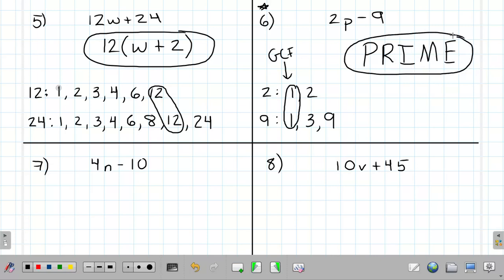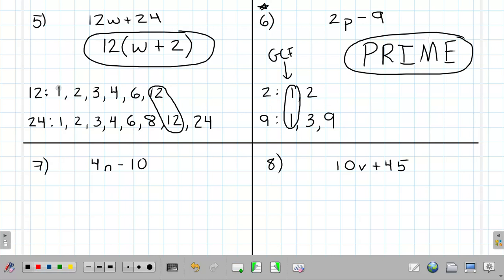Okay. Meaning that the only factor we could possibly take out is a 1. But instead of taking out a 1 and writing it as 1 times 2p minus 9, we simply write prime, because in this case it doesn't make sense to factor out a 1. If we divide through by a 1, it stays the exact same. So when you go through this process and you can't find any factors other than 1 that match with each one of your terms here, then the answer is prime, meaning that you can't actually factor it.